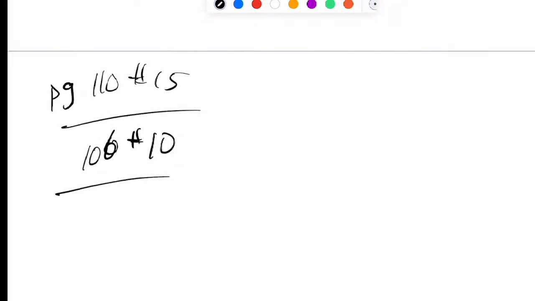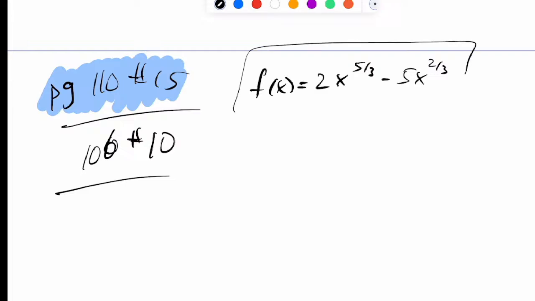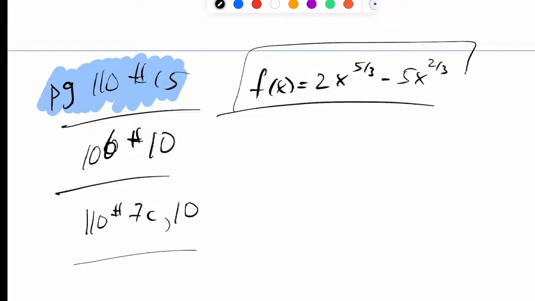Oh, yeah. I'm surprised no one asked this. So for this question here, they give you this function. Okay, 110 number 7c, and then number 10, please. Oh, and number 10. 110 number 10. Okay.